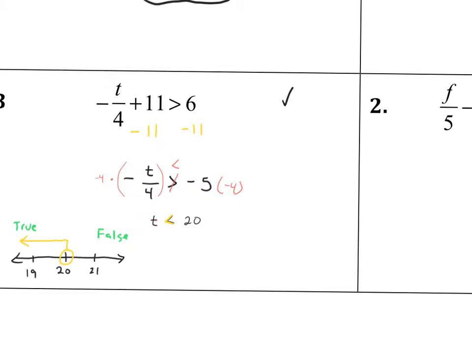So in my check, I'm going to say t equals 0 because 0 is definitely less than 20. So the opposite of 0 divided by 4 plus 11 should be greater than 6. 0 plus 11 greater than 6. 11 greater than 6, that's a check.